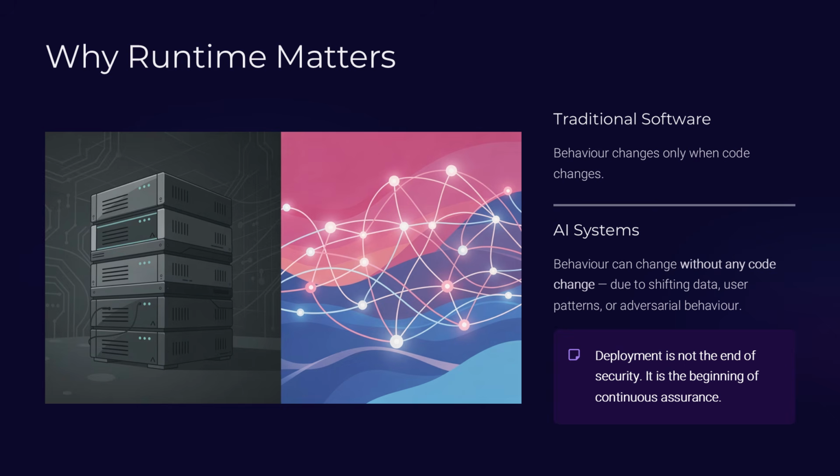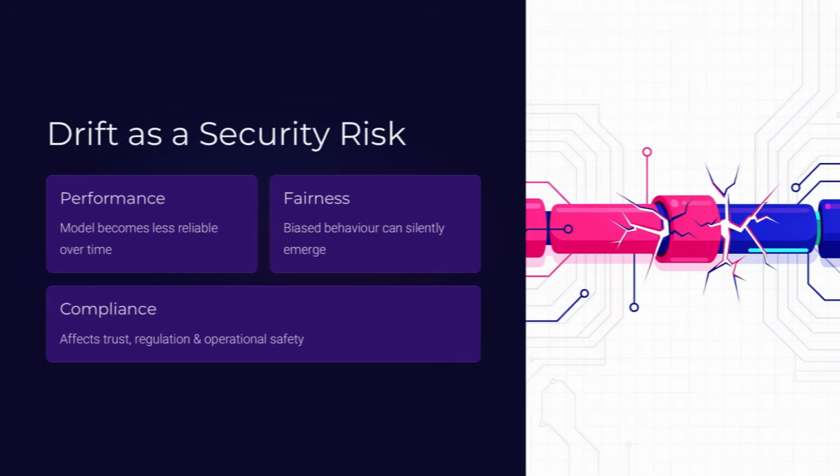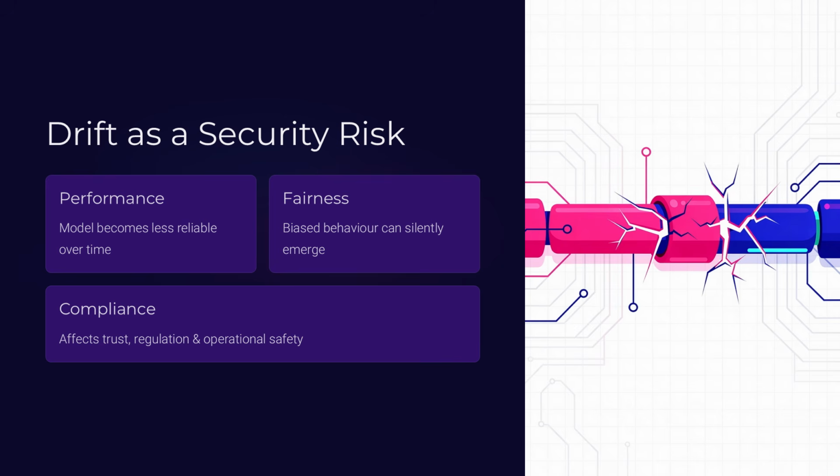This means that deployment is not the end of security. Deployment is the beginning of continuous assurance. As a leader or architect, you must design monitoring as a first-class architectural layer, not as a secondary operational feature. Now that you understand why runtime matters, let us define drift and why it matters for security.